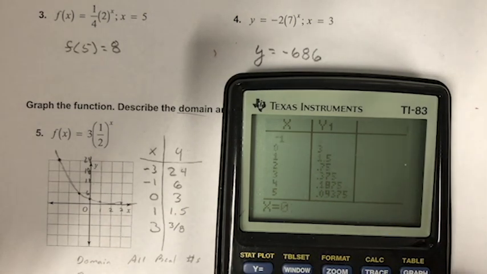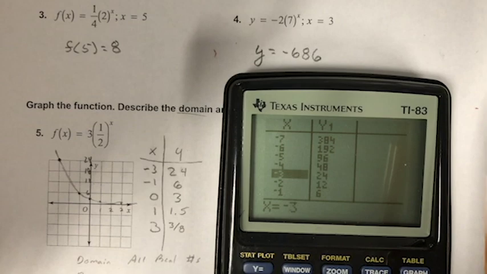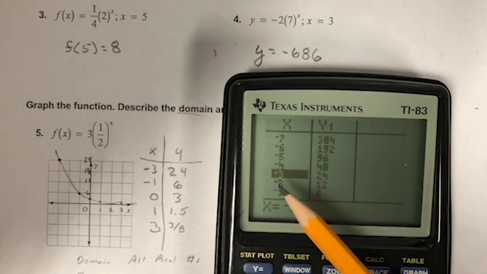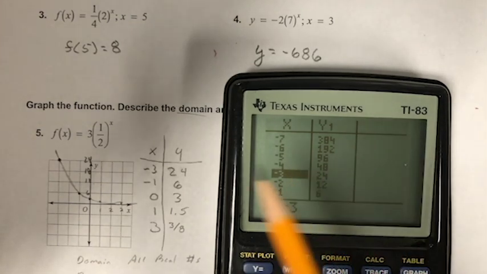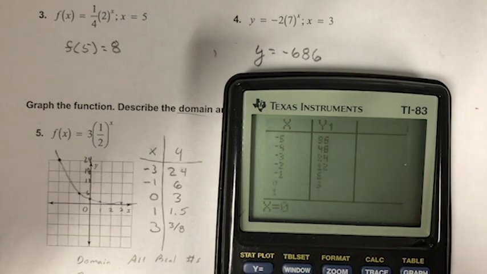This is literally the same table that I just made, all right? Literally everything. So negative 3 and 24, just like we did. Then we have negative 1 and 6, just like you see here. Then we can go down. We have 0 and 3. Then we have 1 and 1.5. And then we have 3 and that 0.375.